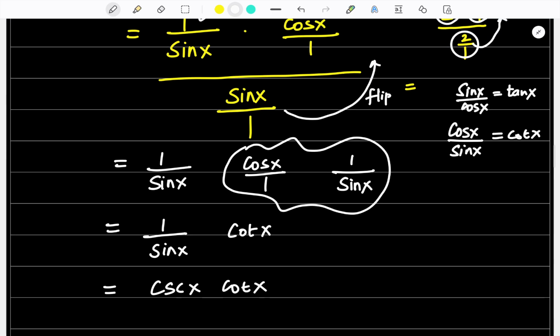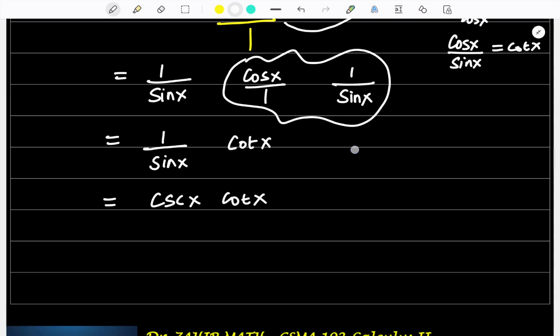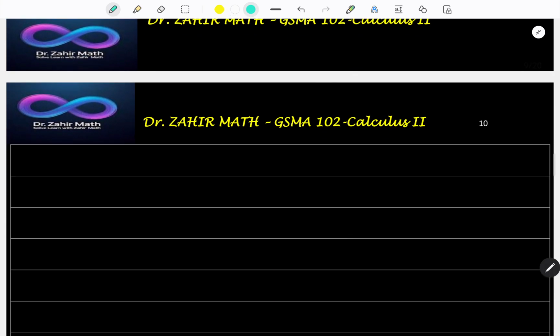Teacher, what are you doing? You are doing 1 by sine x, you are doing 1 by cosecant x. Why I'm doing all these things, let me tell you. We have a formula. What is that? Integral of cosecant x cot x dx is equal to minus cosecant x plus c.